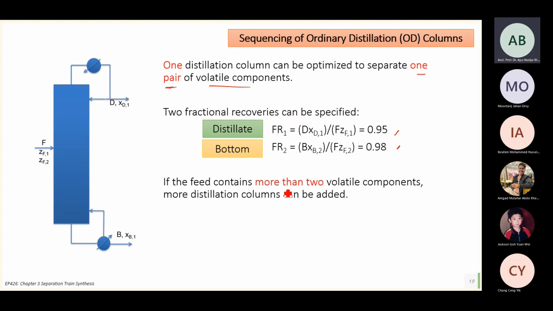If the feed contains more than two volatile components, that means multi-components, so more distillation columns. Two components, simply you can use one distillation column. But if more than two, it can be a series of separation units.